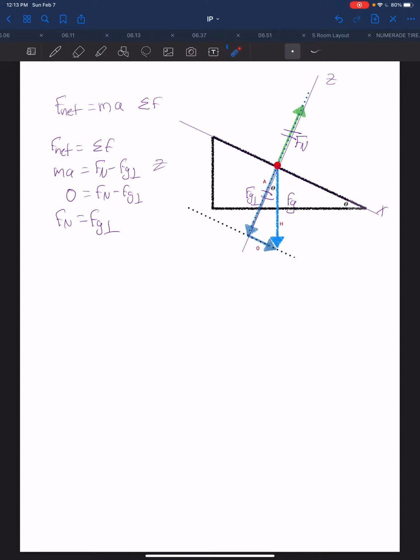So when drawing these forces, however large we draw Fn, Fg perpendicular should be equal in magnitude, equal in the other direction. And so this is how we apply Newton's second law, N2, to the forces on the inclined plane.